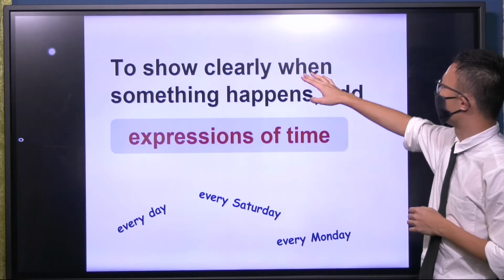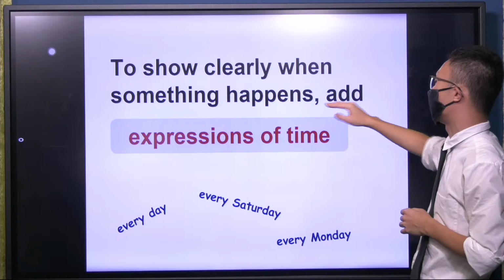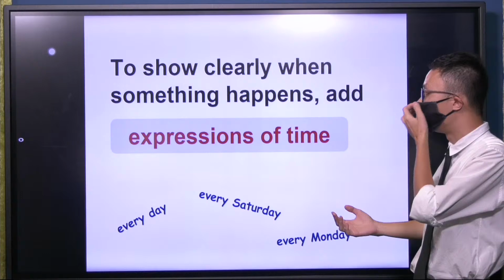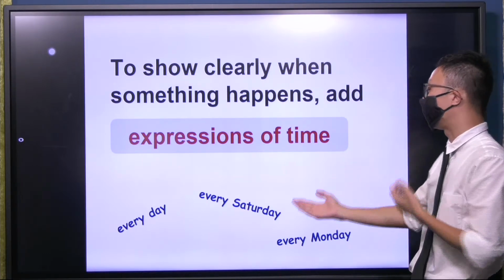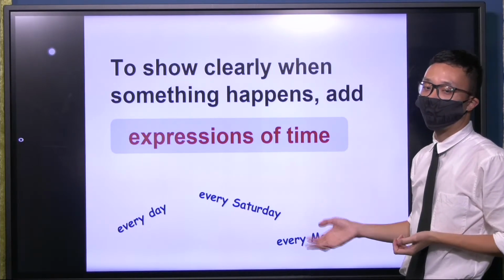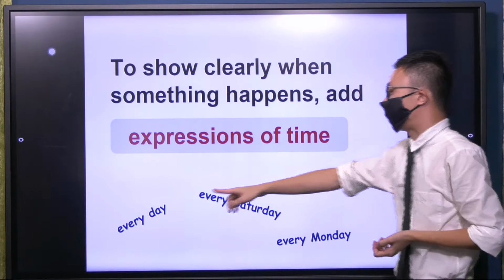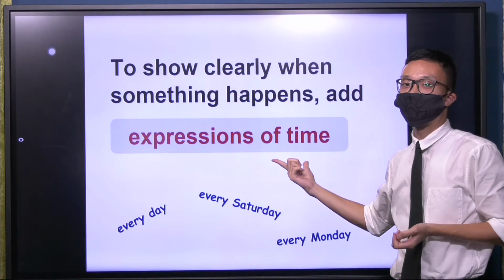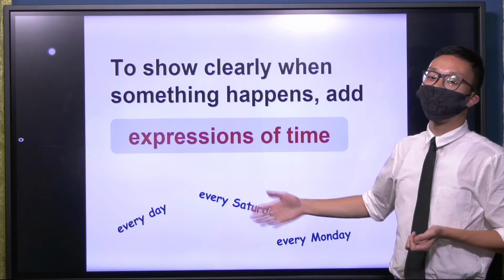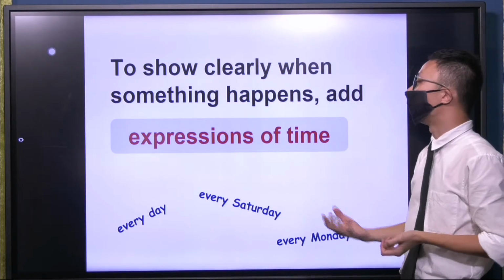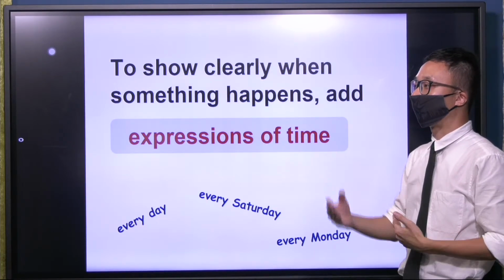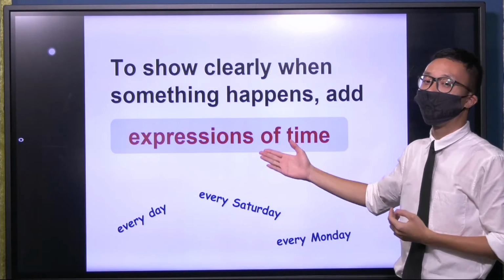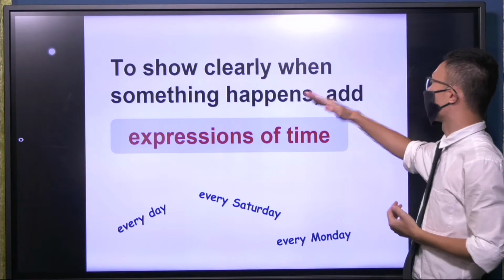To show more clearly something that happens, we add an expression of time. Make sure we add time expressions here, like every day, every Saturday, every Monday, every morning, and so on. Go to it every, that means it is recurring. It will happen this Monday, next Monday, and the Monday following, and so on.